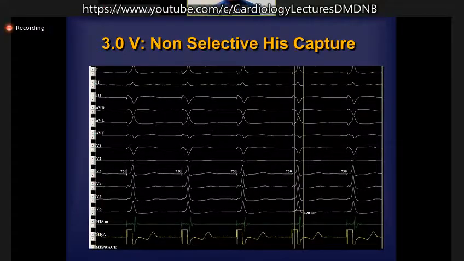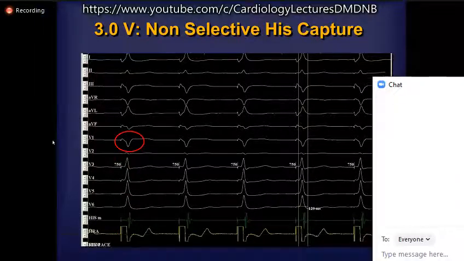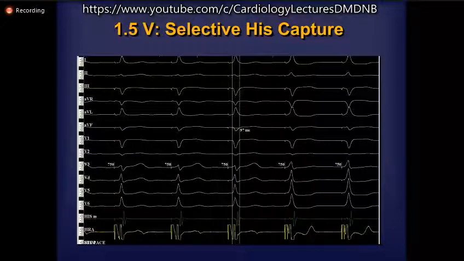So here where we are pacing at 3 volts, you can see that we get non-selective His capture. I draw your attention to V1, where you can see that immediately after the pacing, there is a little bit of a delta wave like artifact followed by a fairly narrow QRS. Now, thanks to the contribution of this initial myocardial capture, the QRS is slightly broader, about 120 milliseconds. But this still is pretty good compared to your traditional pacing.